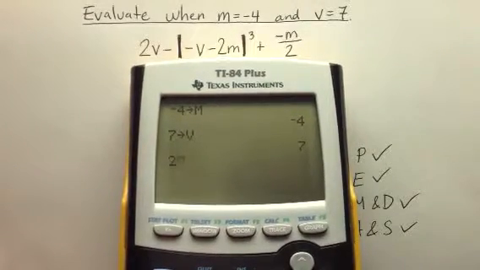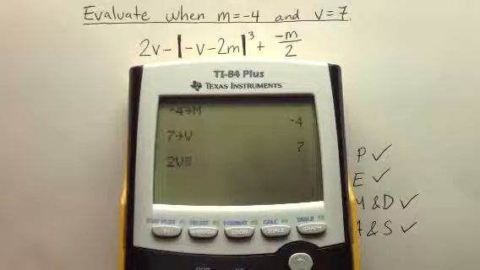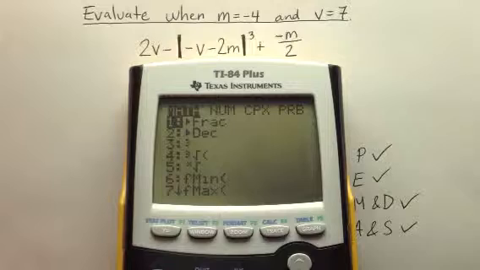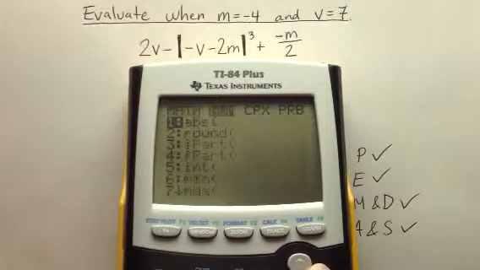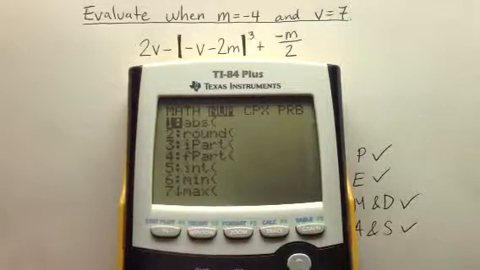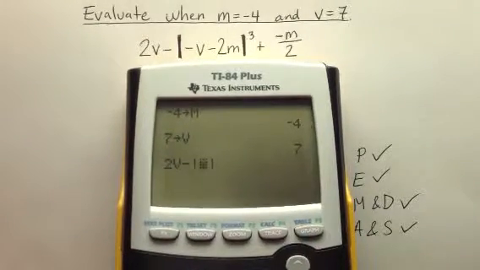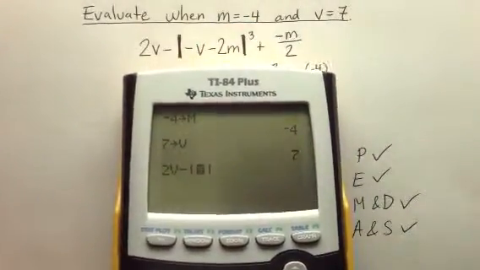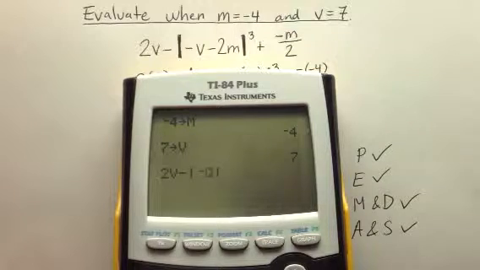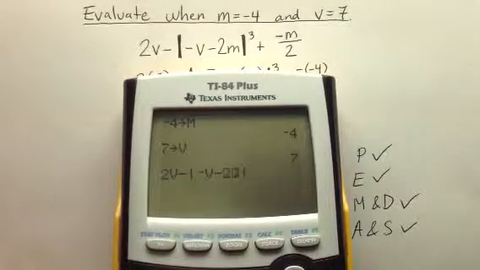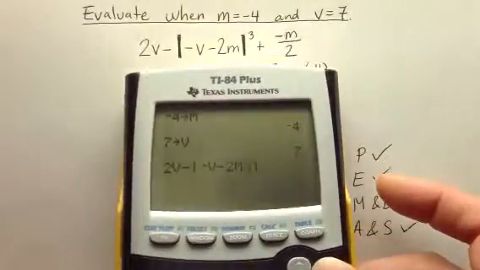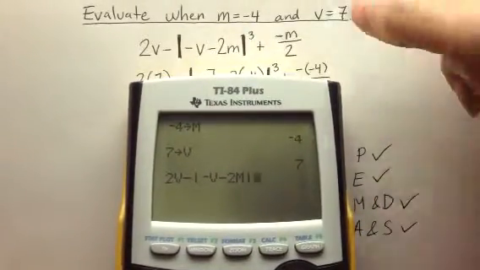So 2v minus, okay, for absolute values, it's under math, or you can actually go to the catalog over here under numbers. So absolute, number 1, ABS. Okay, and inside the absolute value, I've got the opposite of v, so the opposite of v, I keep losing v, minus 2m. Okay, and that arrow is saying if you want to get out, just push the arrow here. I'm going to push this arrow. Okay, now I'm out of the absolute value.